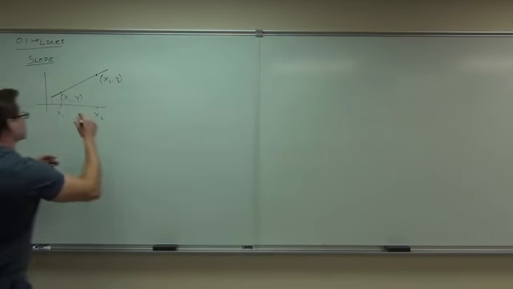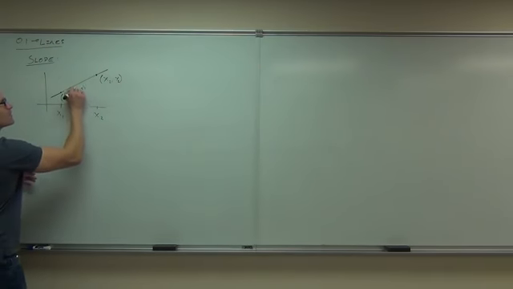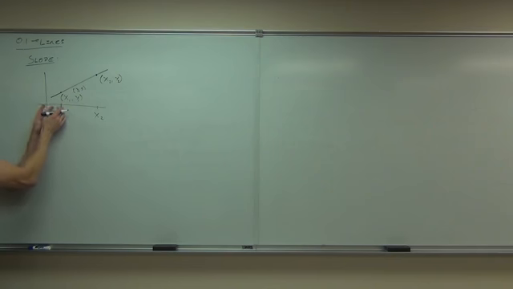If this was like the point 3, 5, to get to 3, 5, you'd go over 3 and up 5, right? So then this would be 3. This is not 3, 5, it's x1, y1. So we're going over x1. How far are we going up? Good. And here?